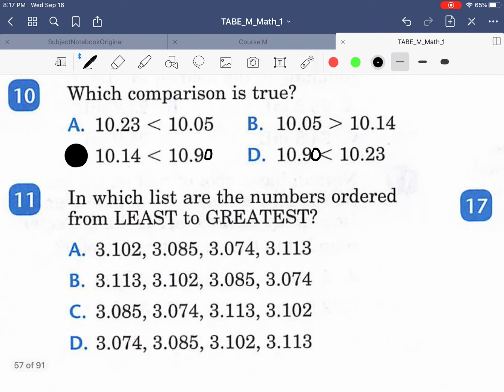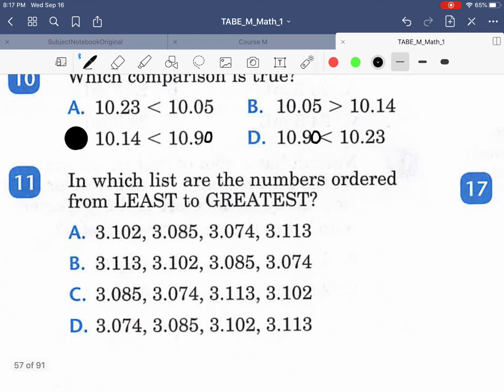In which list are the numbers ordered from least to greatest? Now, one thing I want you to notice, and they were very nice to me here, all of them have the same 4 numbers. We've got the same numbers in A that we have in D. They're just in a different order. So what I'm going to do is take the numbers from A, and they're the same numbers all the way down, but I'm going to put these in order and then see which one matches what I have.